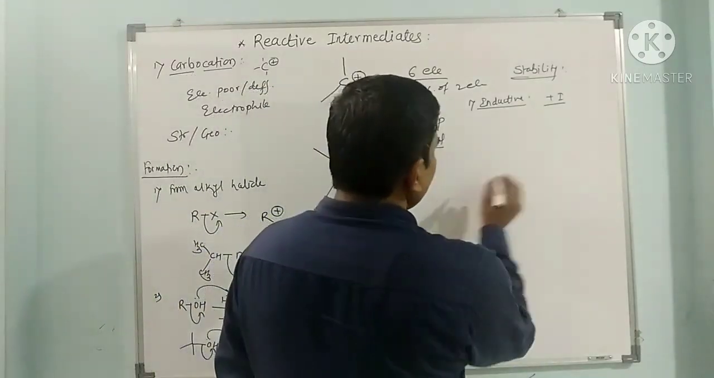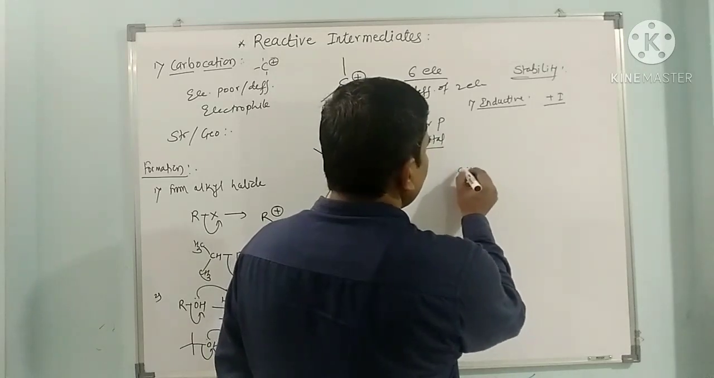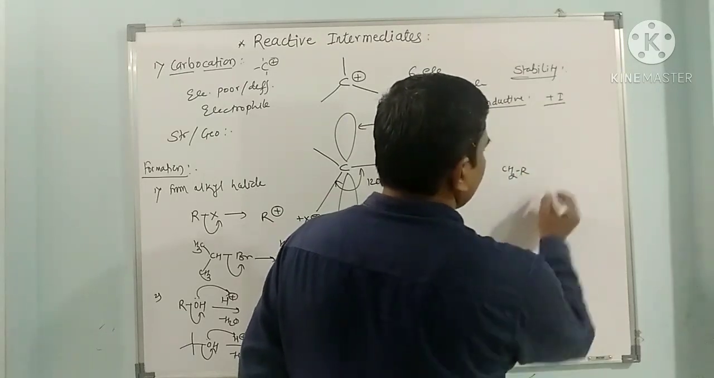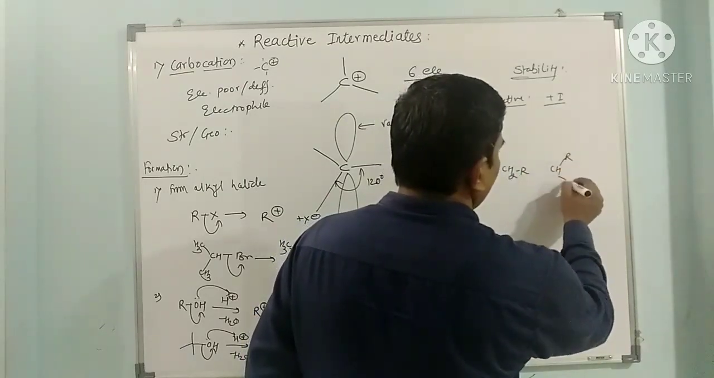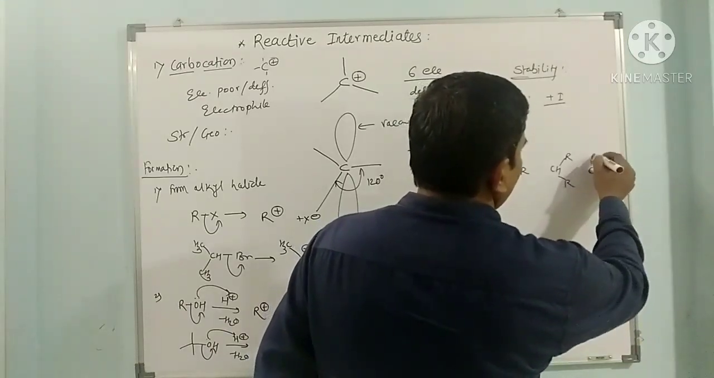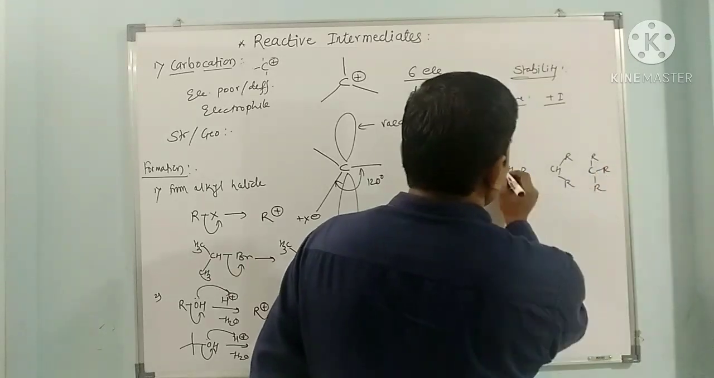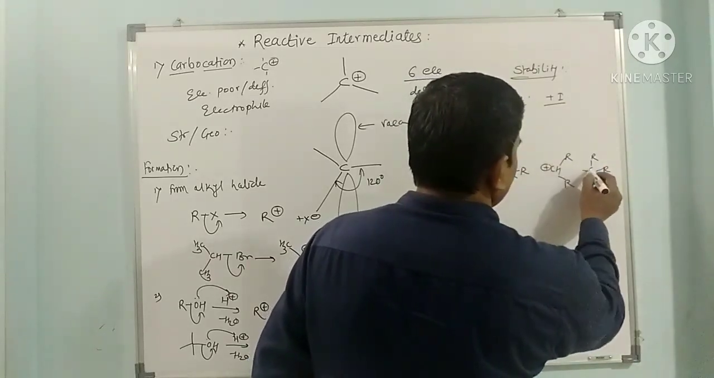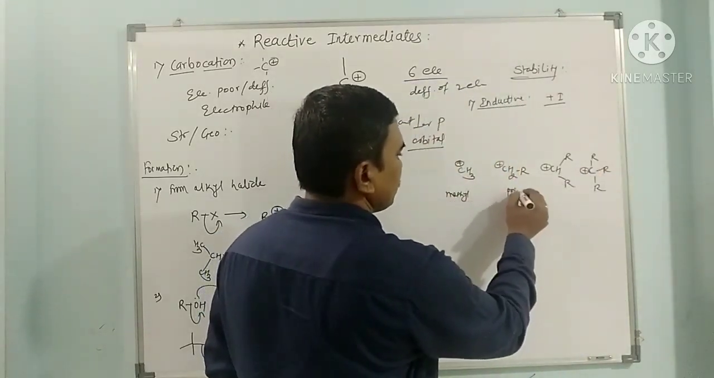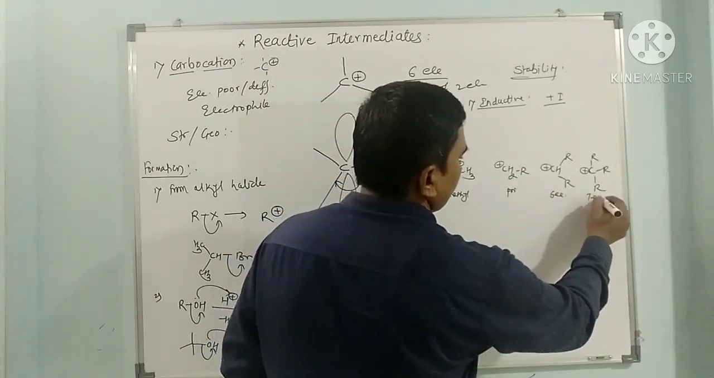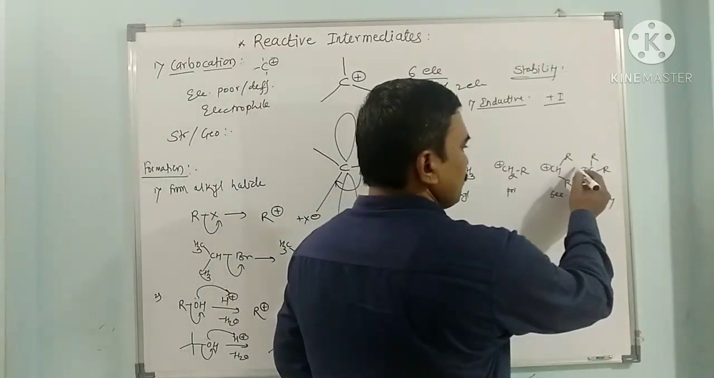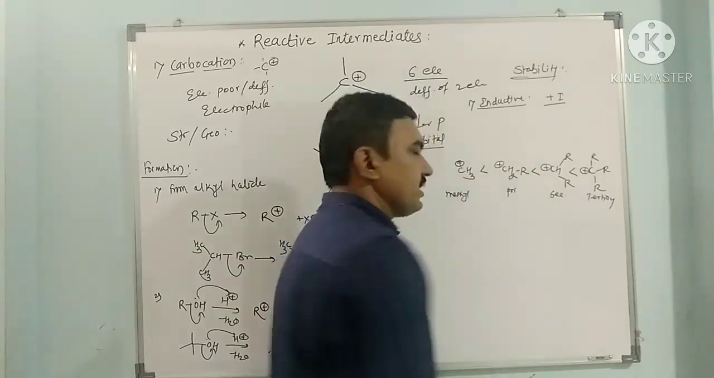So here we have CH3 plus, CH2R plus, CHRR plus and CRRR plus. This is methyl, this is primary with CH2, this is secondary with CH, and this is tertiary. So which should be more stable? The tertiary carbocation is more stable while the methyl carbocation is less stable.